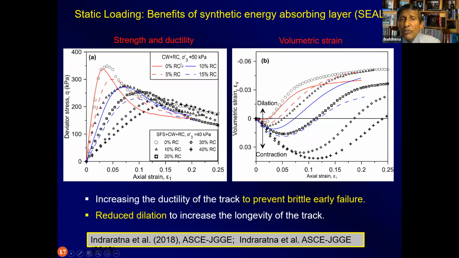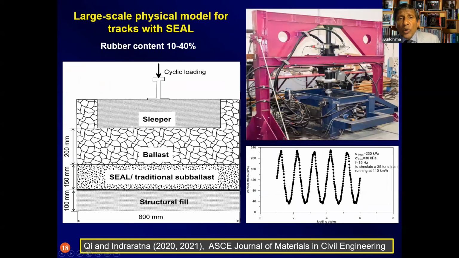Now, the other advantage of having the rubber crumbs is that you convert the material from a dilating material to a compressive material. So the more rubber you have in a mix, the more compressible the material gets, and therefore you can achieve the shakedown condition under cyclic loading a lot more quickly than a material that typically dilates and makes the track unstable. More information on this you can find in my paper in the ASCE Journal of Geotechnical and Geoenvironmental Engineering in 2018. So these materials can then be tested in large-scale experimental work in one-to-one testing.